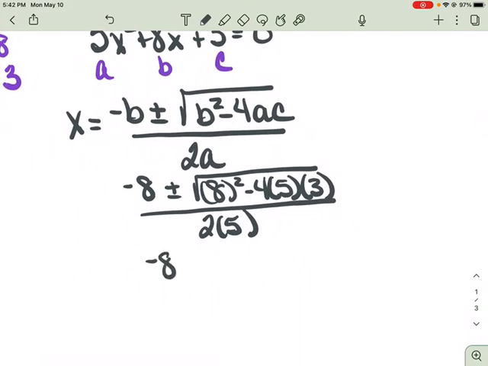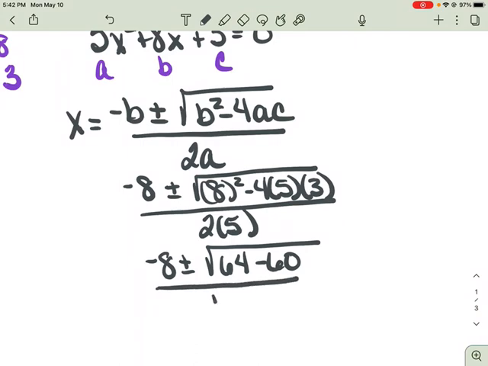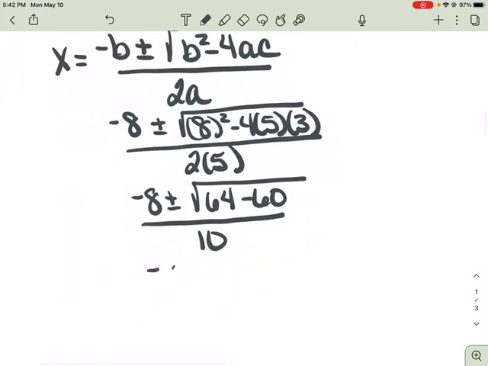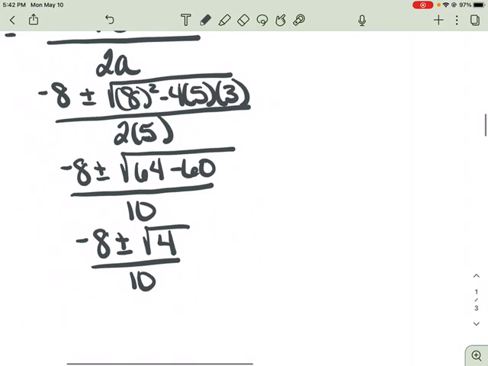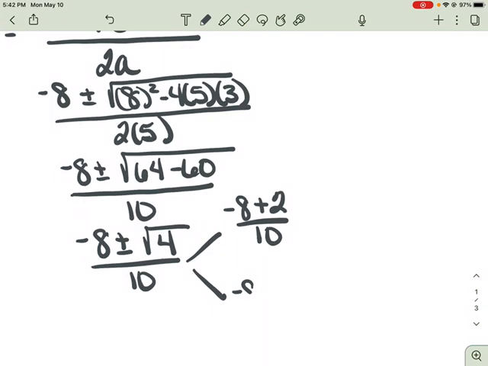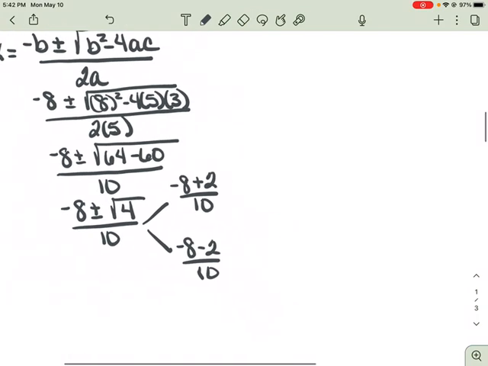So negative 8 plus or minus the square root of 64, and 20 times 3 is minus 60, all over 10. Okay, let's keep going. So we're going to go negative 8 plus or minus the square root of 4, all over 10. Now we can take the square root of 4, so that's a nice perfect square. So let's create 2 expressions, one with the positive and one with the negative, because the square root of 4 is 2, and come up with our 2 solutions.